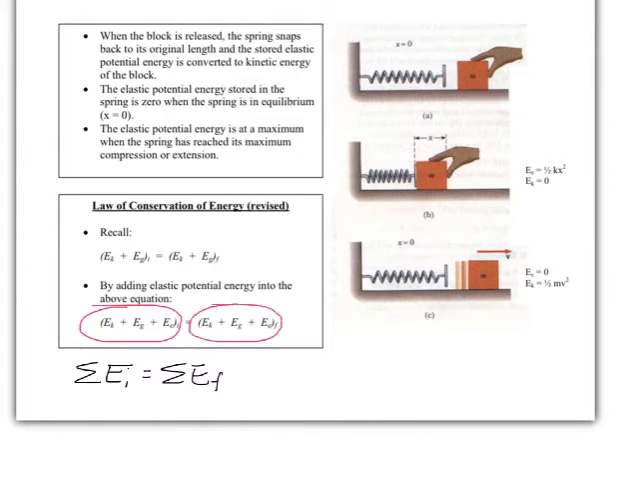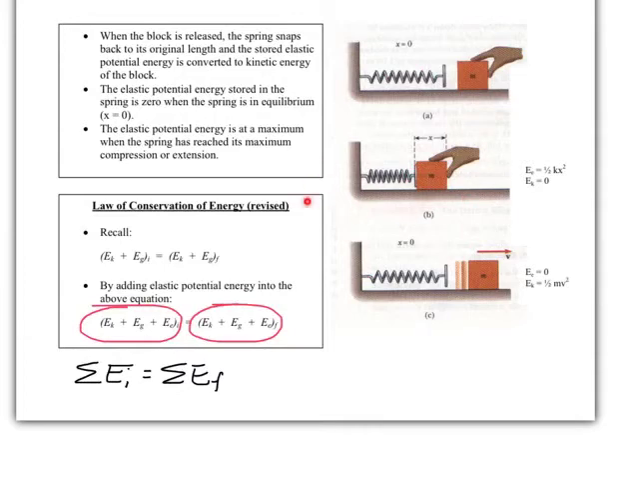So the question is, which one of these energies do we have at any given point for that particular block? Well, if you take a look at the first example over here, as you can see, we have right now no elastic potential energy, we have no kinetic energy, and we have no gravitational potential energy, assuming that the block is at the reference point right now.